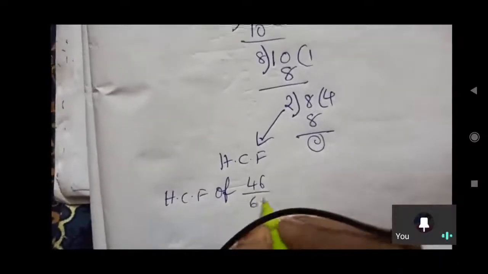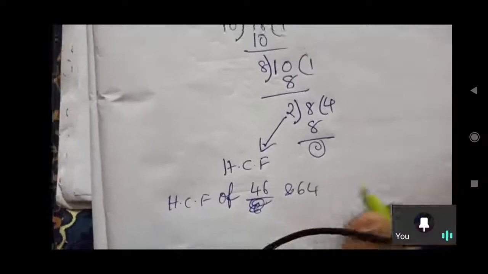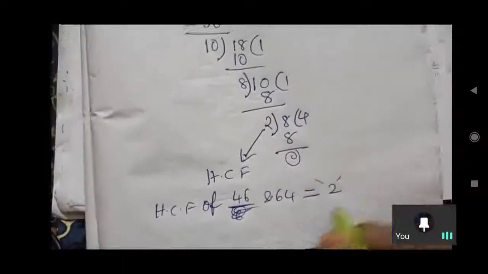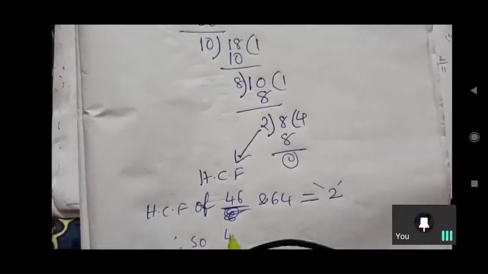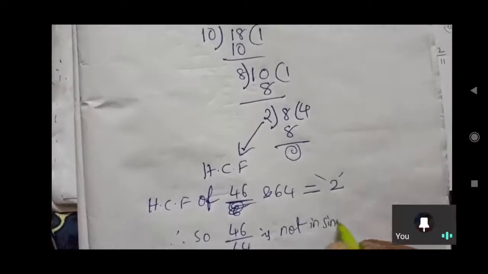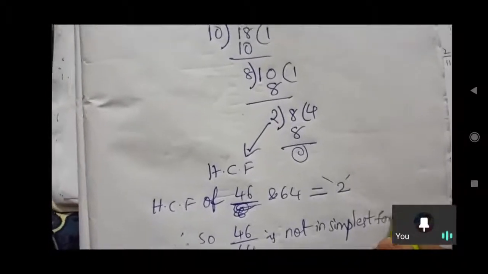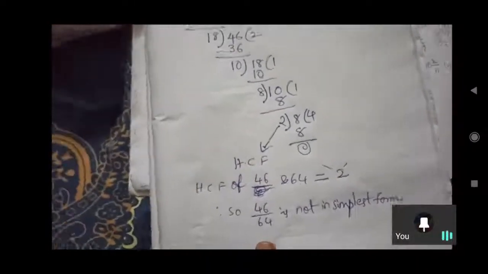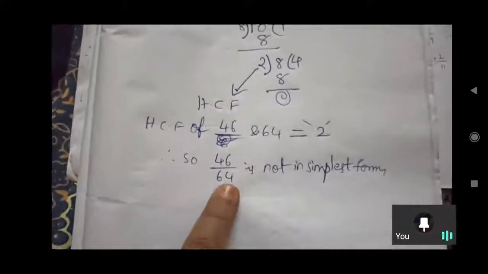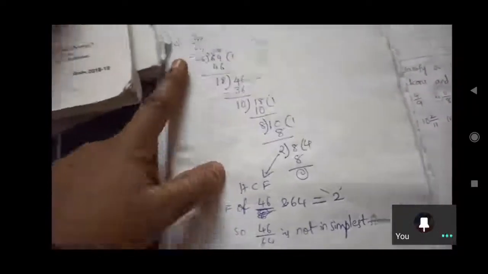HCF of 46 and 64 is equal to 2. So 46 by 64 is not in simplest form. We can make this simpler by cancellation with 2, but they only asked which one is in simplest form, and that only you should tell. That fraction 46 by 64 is not in simplest form. So the next one we need to consider.